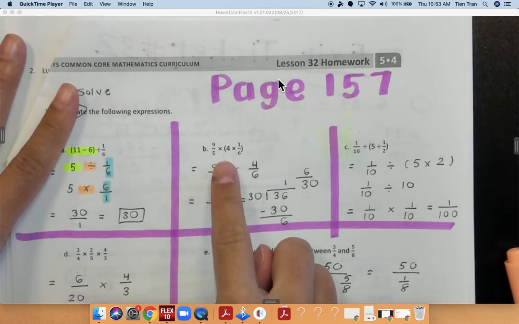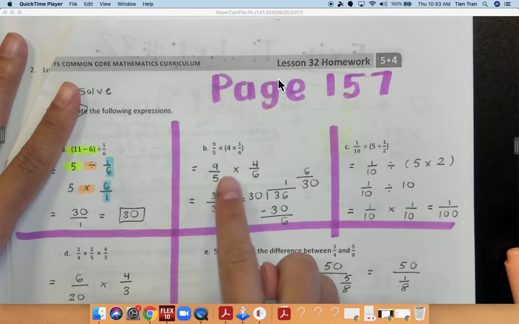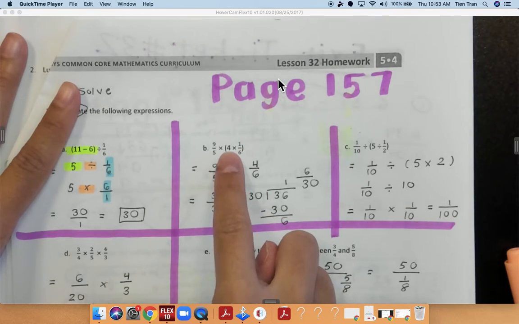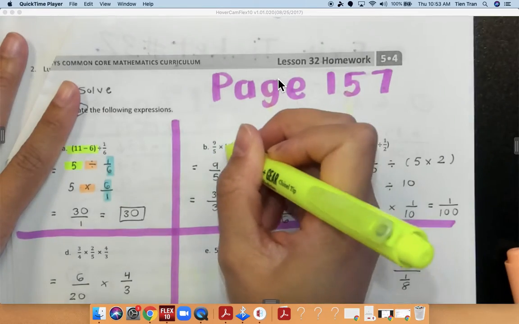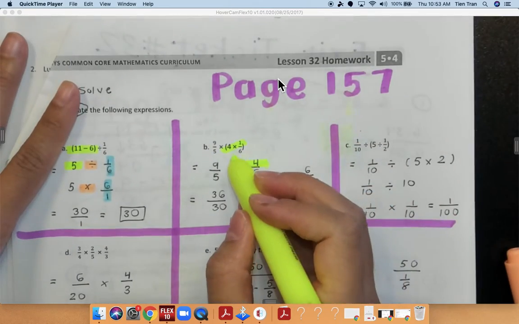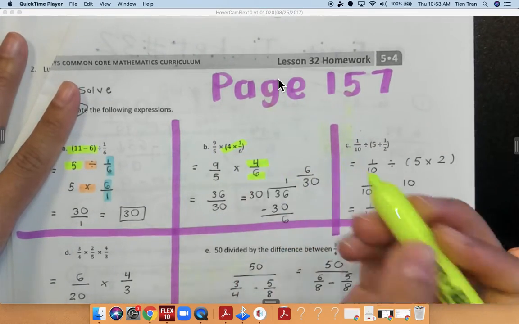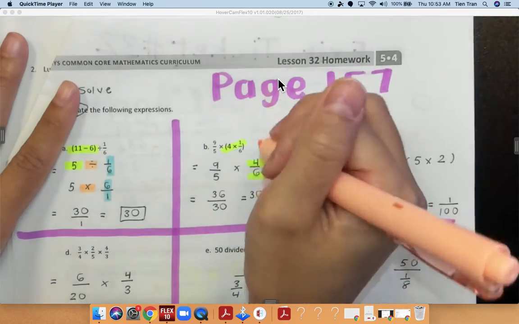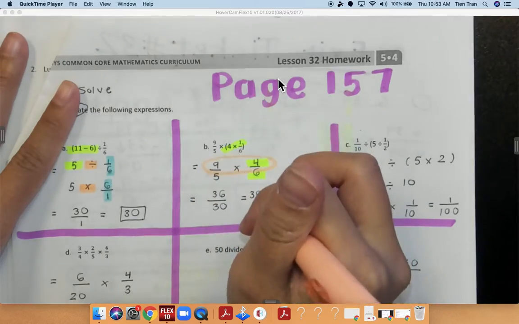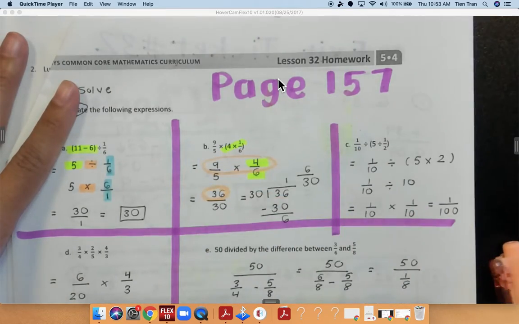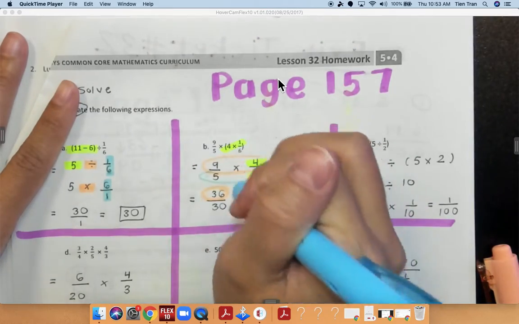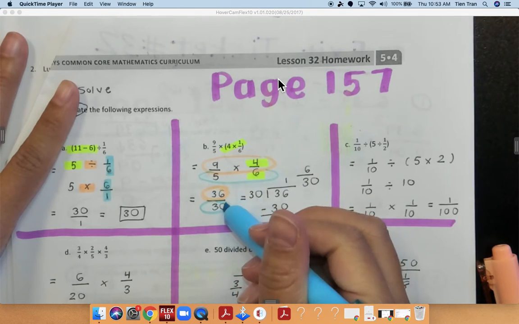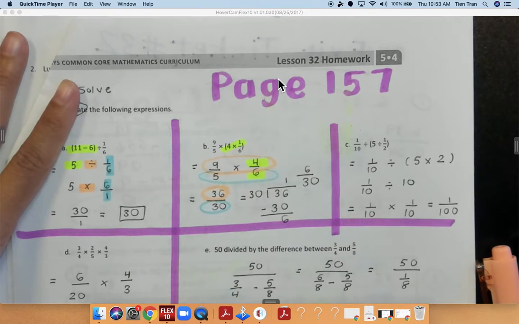Over here, we have 9/5 times 4 times 1/6. So what we're going to do is we're multiplying 4 times 1, which is equal to 4, and 1 times 6 is equal to 6. So you can leave it as 4/6. Now you're going to multiply straight across. So 9 times 4 is equal to 36, and 5 times 6 is equal to 30. So you have 36 divided by 30.